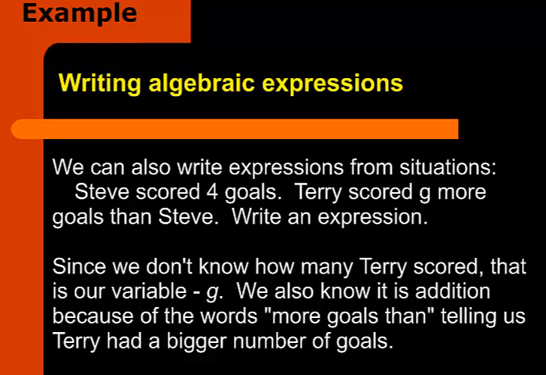We can also write expressions from situations. Terry scored 4 more goals than Steve. Write an expression. Well, here we don't know how many Terry scored, so that's our variable, G. We also know it's an addition because the words are 4 more goals. So we're going to write 4 plus G.